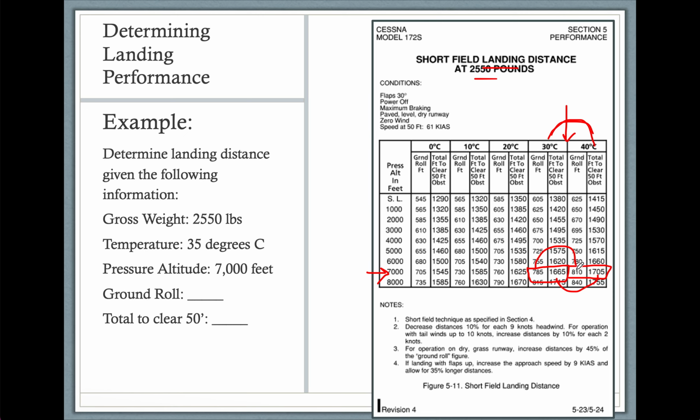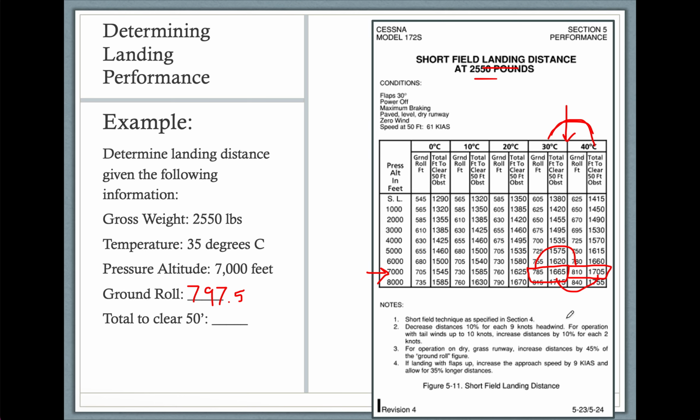Okay, I'm mentally working this one out. If I subtract these two, there's 25 feet between that number and that number. So I add half of that to the lower number, which would be 12 and a half. So that's 797 and a half. Yes, I want you to be this exact.